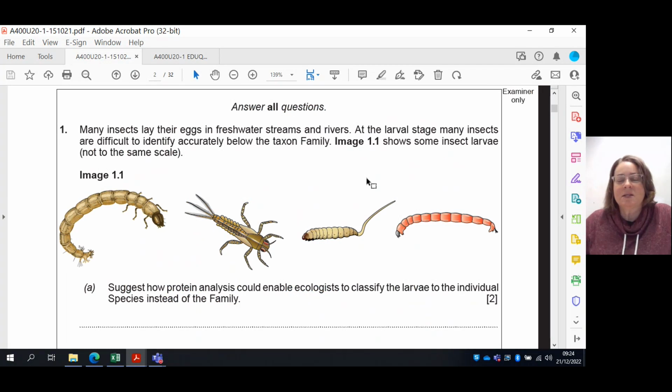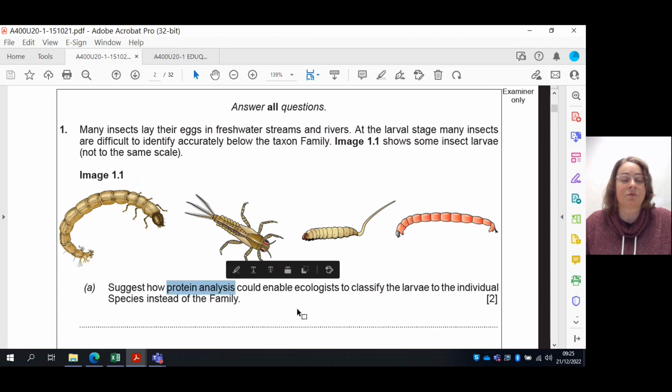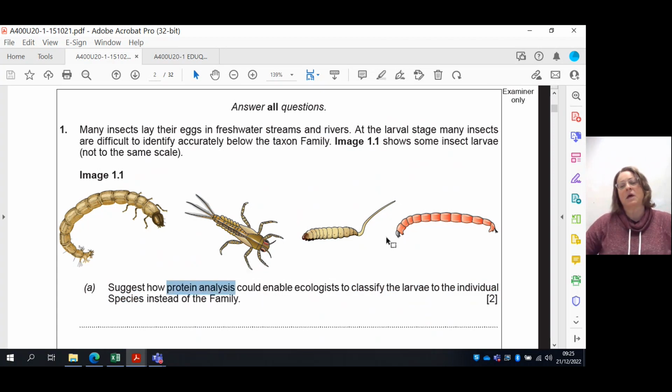Right, first one. It's a question about insects and their larvae, and larval stages do look a bit similar. So how do you identify the larvae and classify them into the individual species, instead of just saying, okay, it's small and it's in a stream? The keyword that you've got here is protein analysis. Quite a few of you went in the direction of DNA and genetics. It asked you specifically for protein analysis.